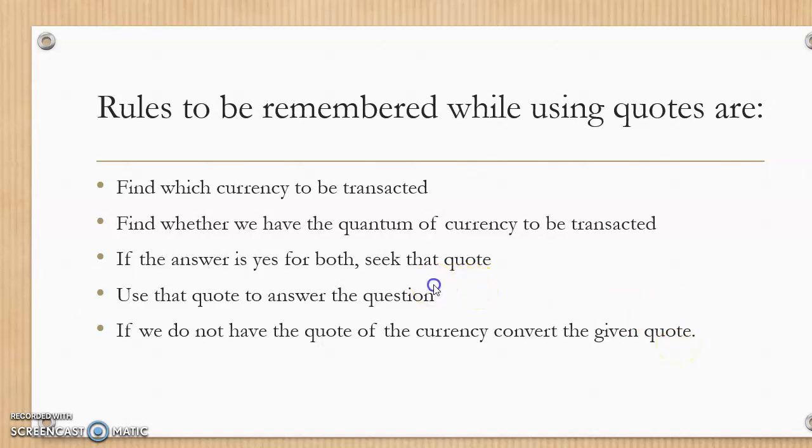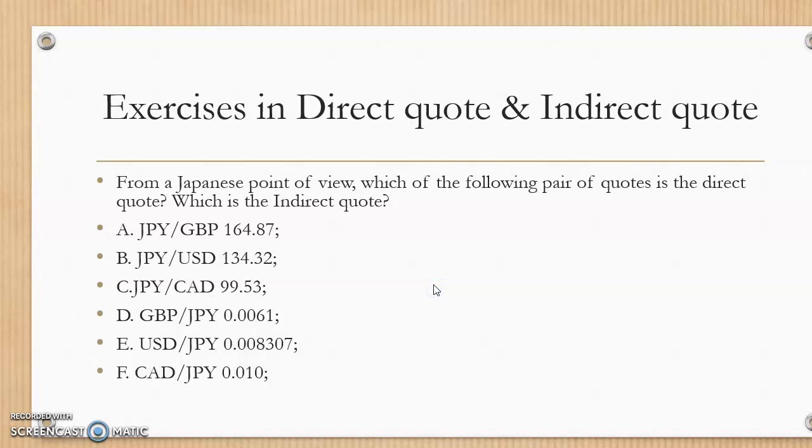Continuing, let's see some of the exercises in direct quote and indirect quote. I've taken a very simple question. The question is, from a Japanese point of view, which of the following pair of quotes is a direct quote and which is the indirect quote? I've taken 6 examples here.